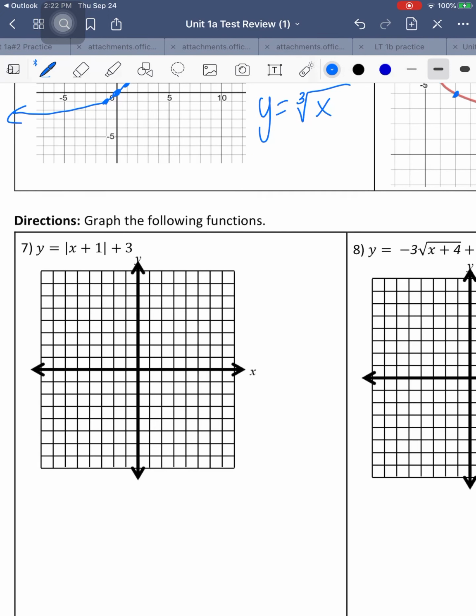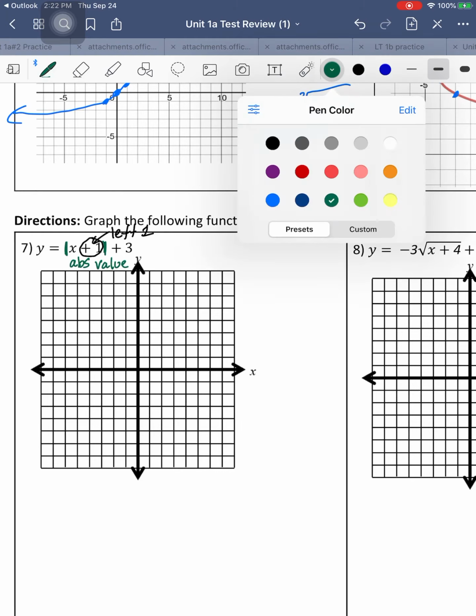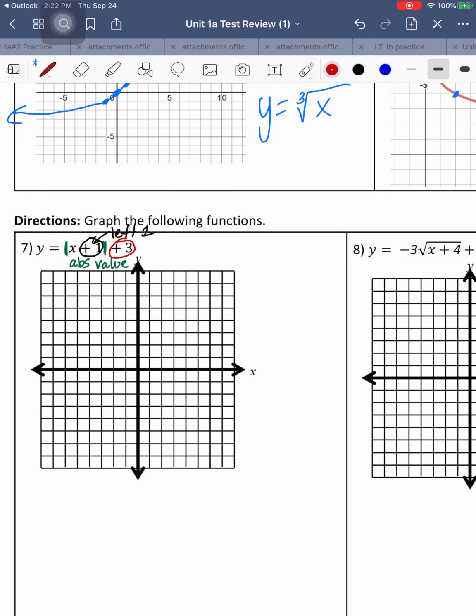All right, now we have to get into graphing. So when we're graphing number 7, I look at all the different transformations within the equation, or all the different parts. It's an absolute value, so it's going to be a V. Inside of the absolute value, we have x plus 1. So with the x, think left and right. The plus 1 means left 1. Then on the outside, the plus 3. After the absolute value parent is written, the plus 3 means up 3.